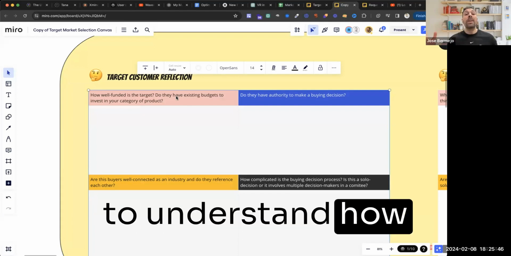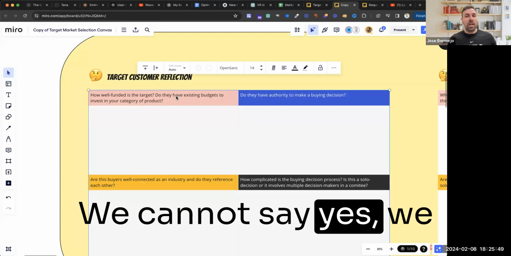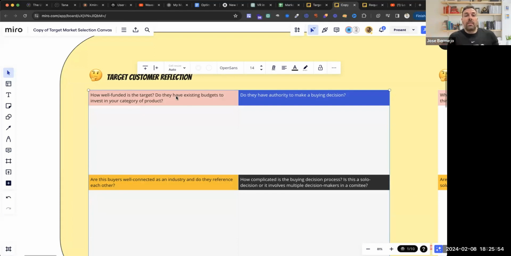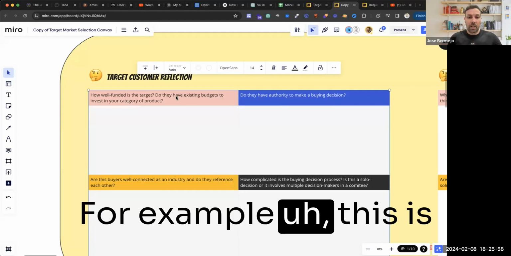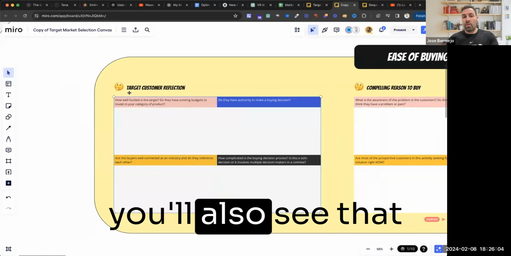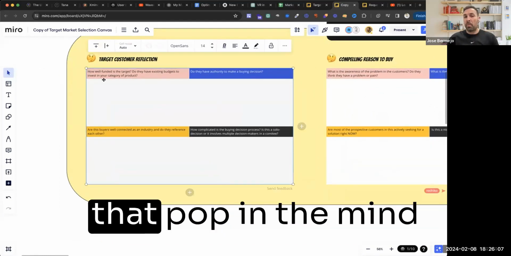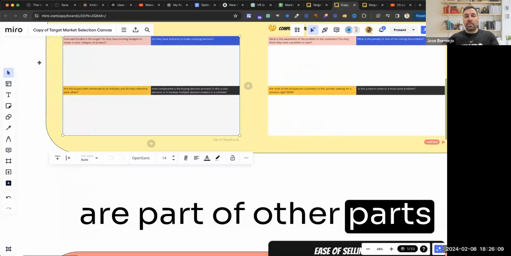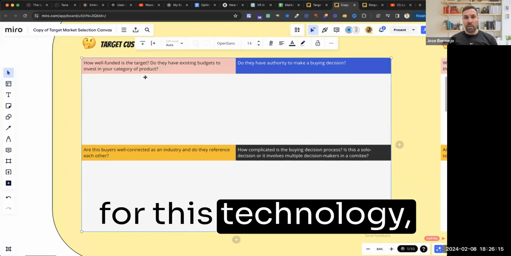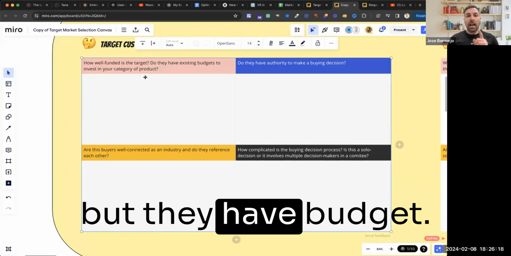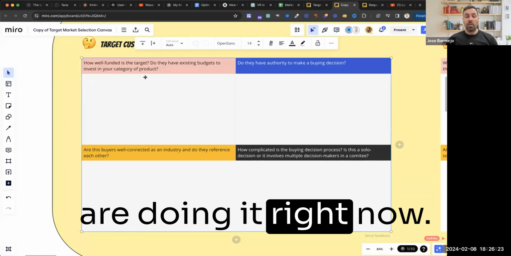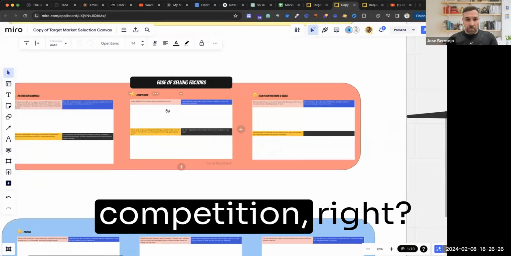We need to understand how big the budget is. We cannot say yes. We need to understand if they have budgets, if they are buying this, and how much they spend. As we go through the reflection, you'll also see that some of the questions that pop in the mind are part of other parts of the reflection. For example, maybe they don't have budget for this technology, but they have budget for showrooms because it's how they are doing it right now. So that's competition, right?